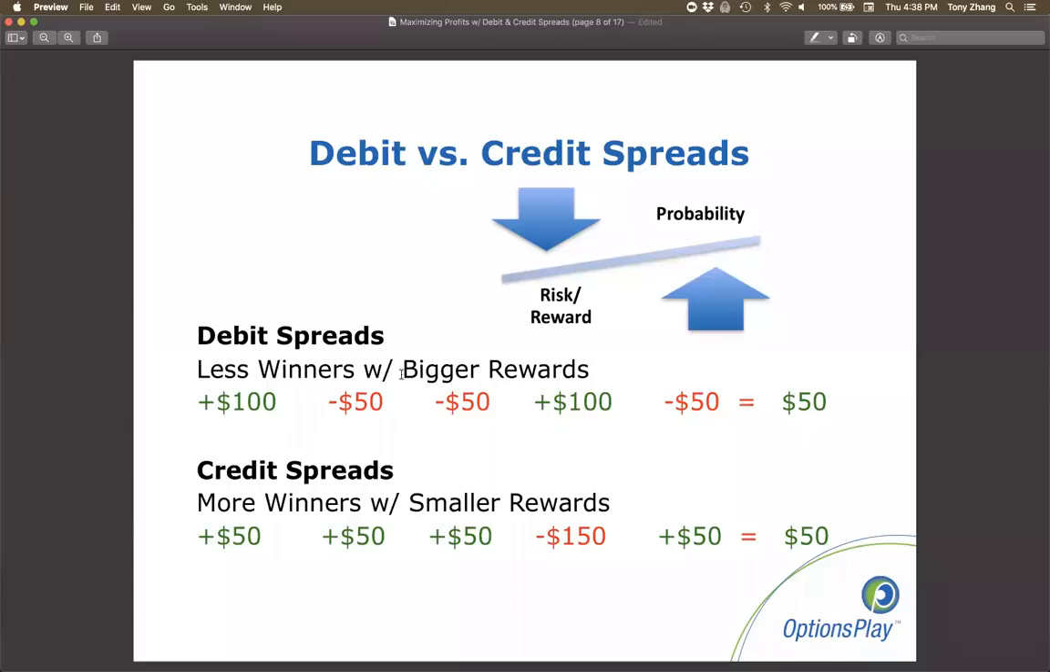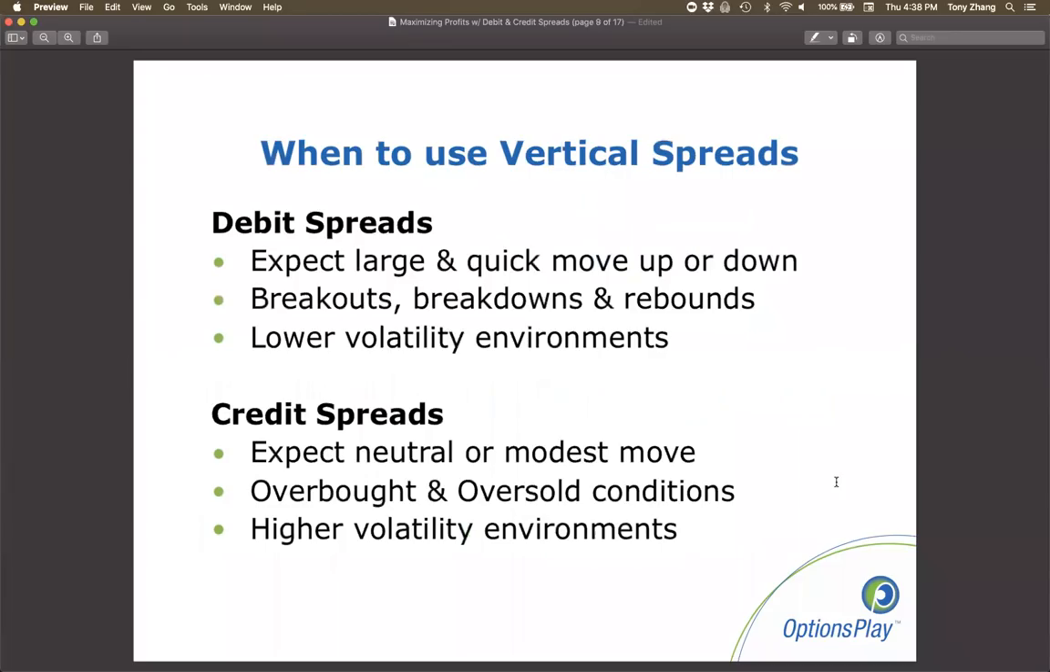Out of the 5 trades, even though with one you win substantially less but you win larger, and with the other you win more but you win smaller, the net result's the same. So I want to point out that many times the end result of debit versus credit spreads is quite similar. You're just taking a completely different path to getting there. And it's really important to understand what that path feels like in order to really understand these strategies.